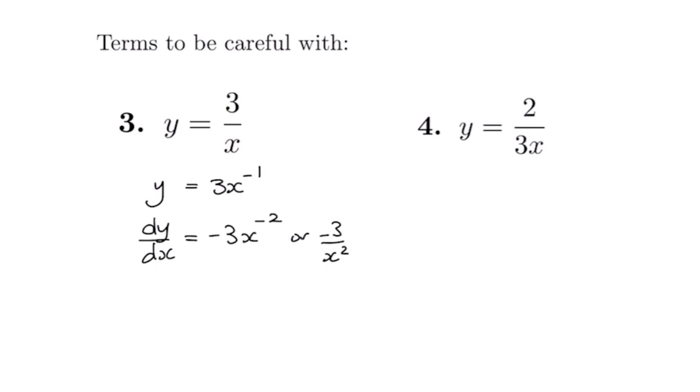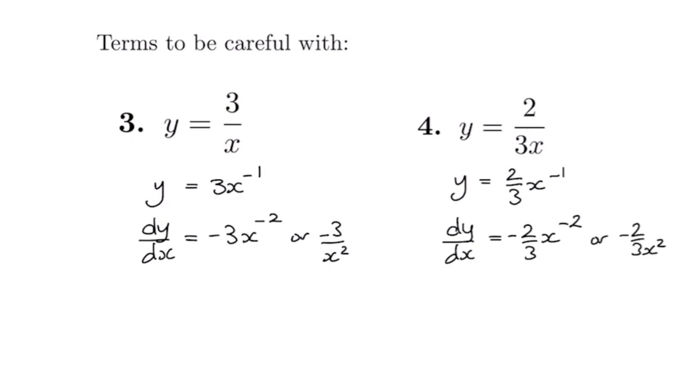Now number 4, be very careful with number 4. When you simplify it, you are lifting the x, not the 3. So y equals 2/3 x to the negative 1. Then you can differentiate. So dy dx equals negative 2/3 x to the negative 2. Or of course that's the same as negative 2/3, and then your x squared will be at the bottom, negative 2 over 3x squared.